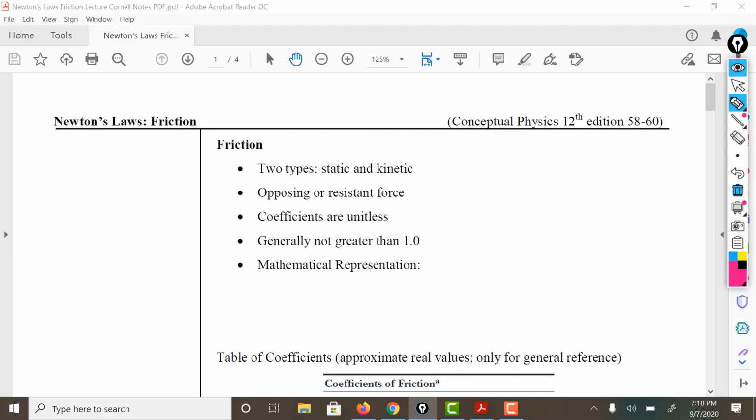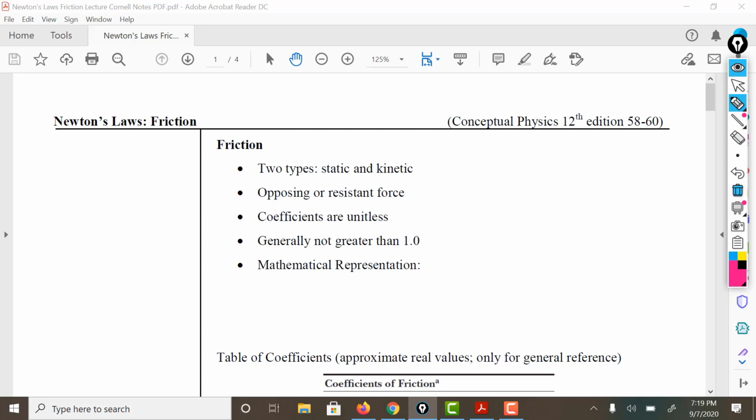It's generally an opposing force, so usually it's labeled negative on the free body diagram. Coefficients are unitless, so there's no unit for the coefficient. Friction itself has a unit of Newton, but the coefficient is unitless. Generally, they're not greater than 1. 1 is pretty rough, and anything above that is extremely rough.